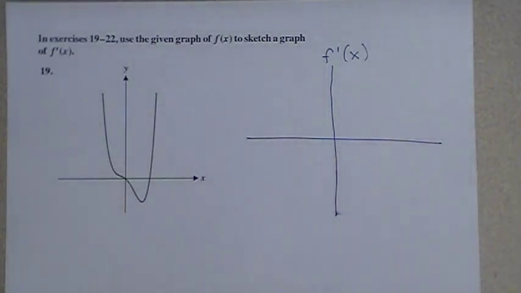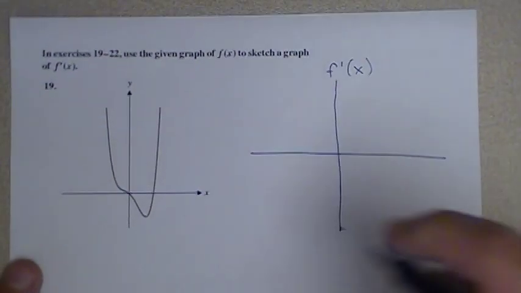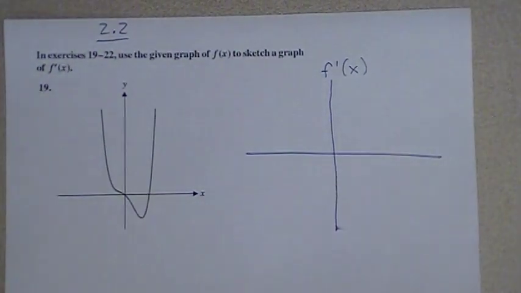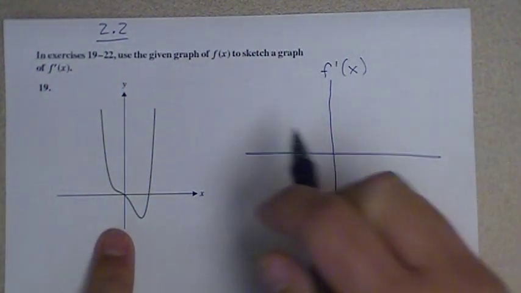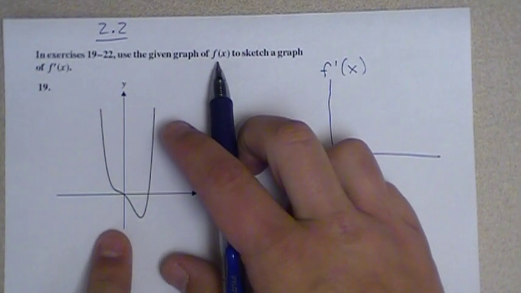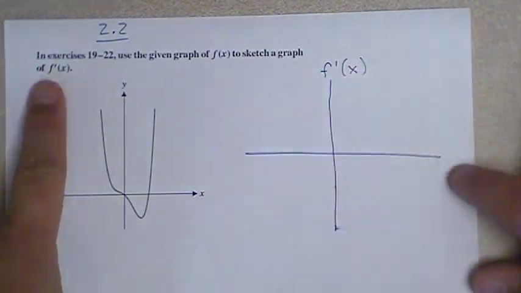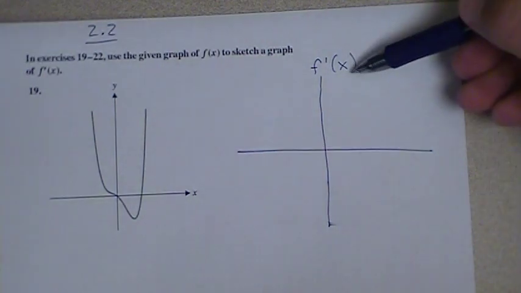In this video we'll take a look at problem number 19 from section 2.2, and problem number 19 is a type of problem that we have looked at together in class. We're starting with the graph of a function. So this is f of x right here, the directions tell us, and what we want to do with this function f of x is sketch a graph of its derivative. So over here I'm going to attempt to sketch a graph of f prime of x.